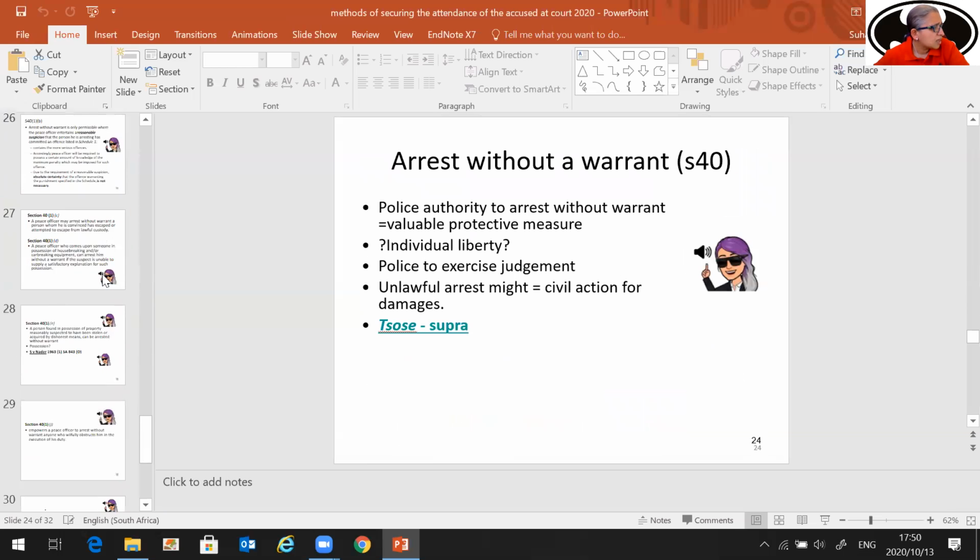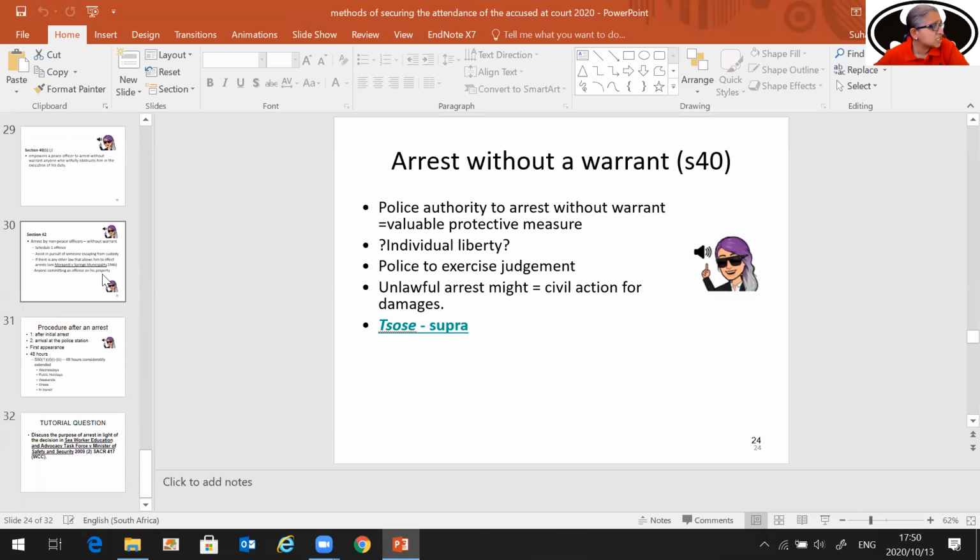And also look at arrests by private citizens. So what would be called citizens' arrests. Does such a thing exist in South African law? Is that only something we see on TV? It exists. So have a look at that.